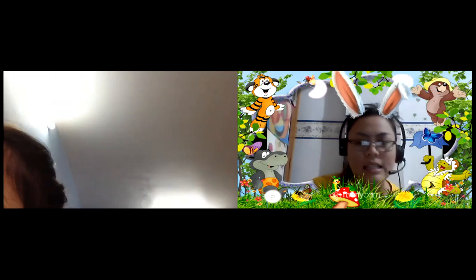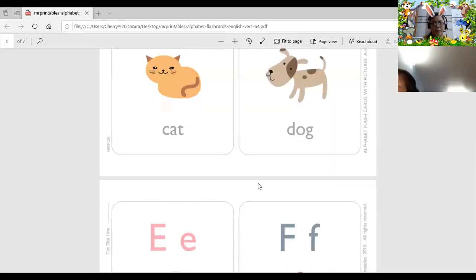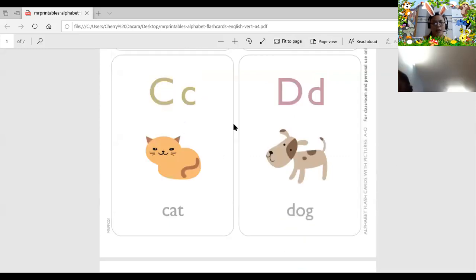Okay, Bong, let's see if you remember the other letters, okay? Let's start with this letter. What letter is this, Bong? Letter D. Okay, letter D, very good.